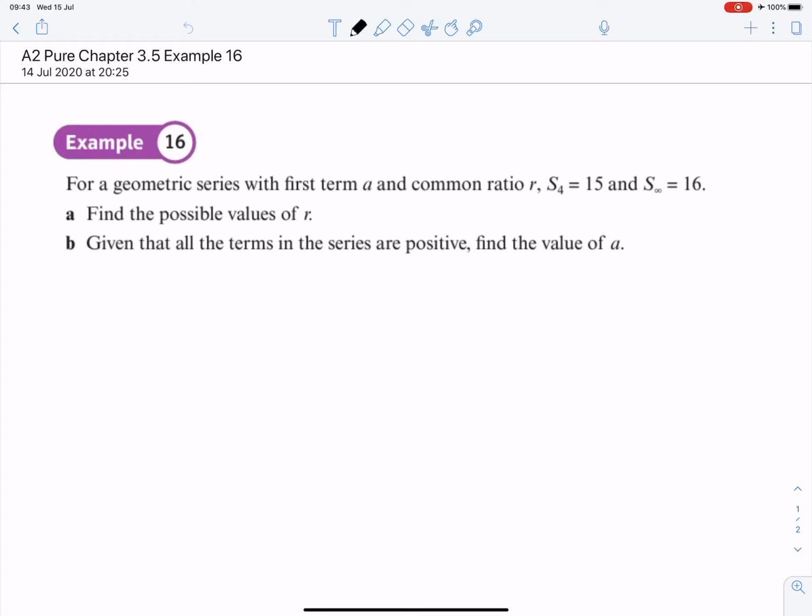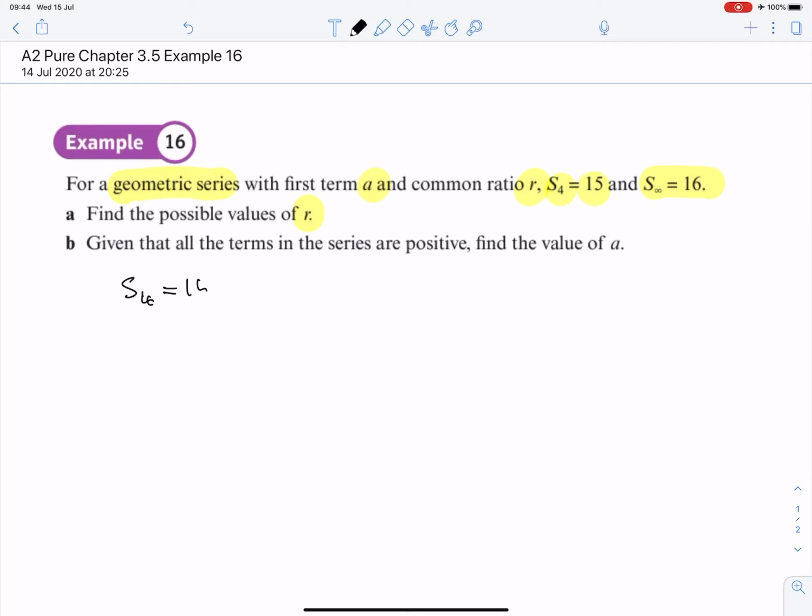So chapter 3.5 example 16, let's read the question, go through, pick out the key terms. So for a geometric series, first term a, common ratio r, S4, the sum of the first four terms, equals 15, and the sum to infinity equals 16. Find the possible values of r. So let's take the key statements that we've got there.